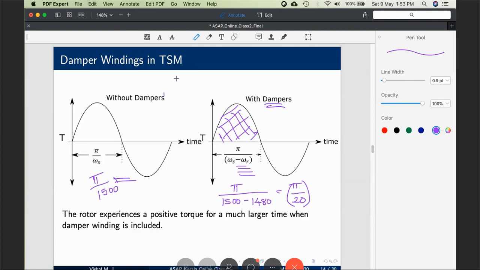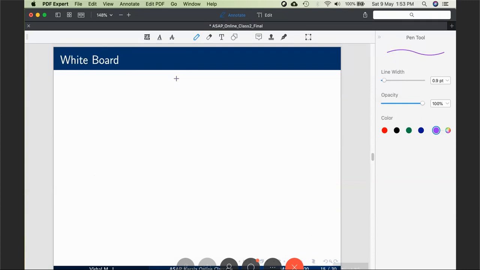Now tell me, why do we say that we do not need dampers? We have understood how a damper works, but tell me why we do not need a damper in true synchronous mode of operation. The answer is that we have an inverter.